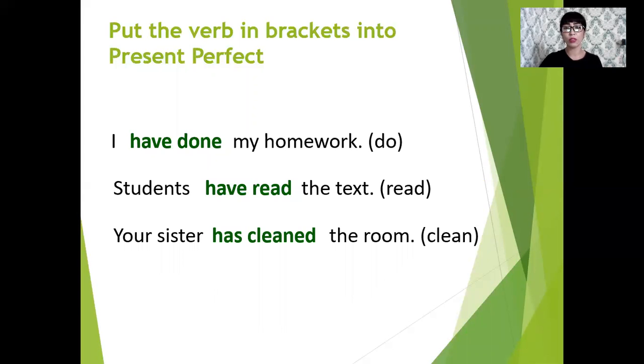In this case, I forgot to explain that we differentiate between regular and irregular verbs. For irregular verbs, we know the list of irregular verbs, and we use the third form. For regular verbs, you know that we use the second and third form the same, adding ed. In this case, you see, your sister has cleaned the room. Has is the auxiliary verb, and cleaned here. Clean is a regular verb. That's why we add the ed here.